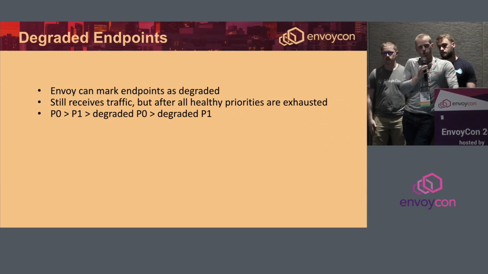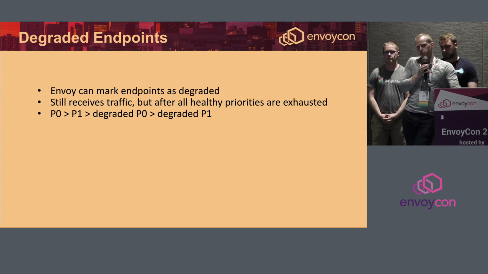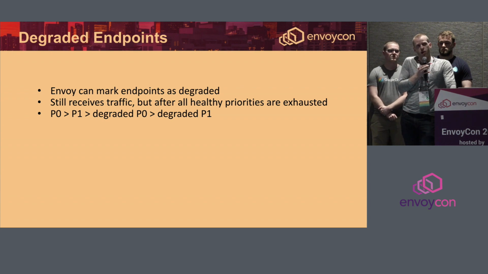The last bit I wanted to mention is that there's also support for degrading endpoints, which is basically a third health status between healthy and unhealthy, this degraded in the middle, which is a way to say that endpoints are still up and should still receive traffic, but they should only be used after there are no healthy endpoints.